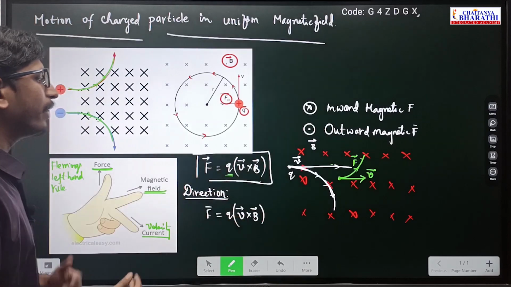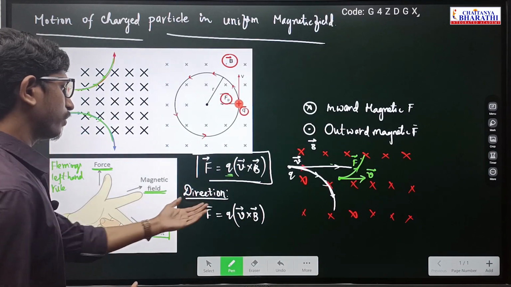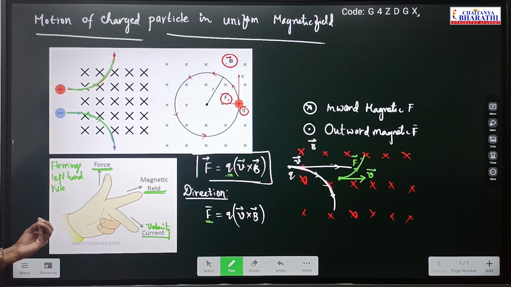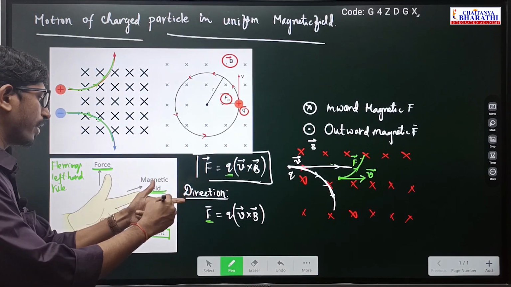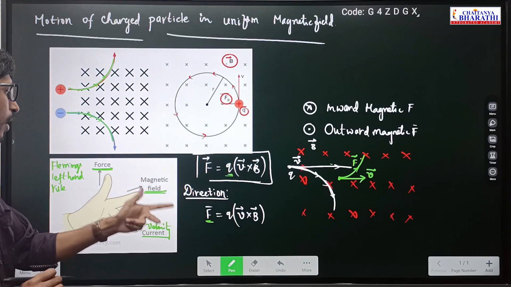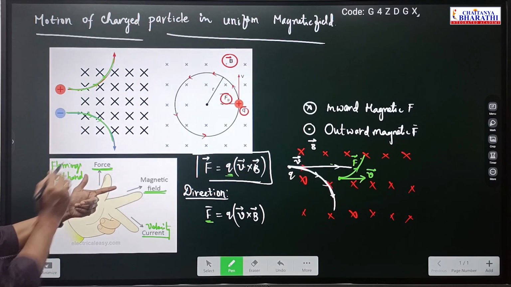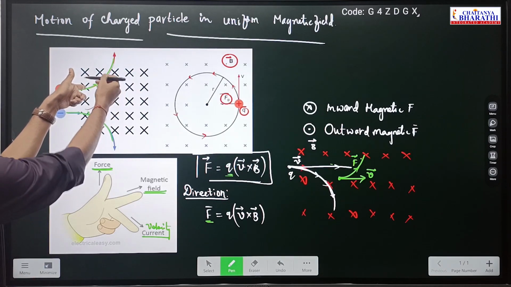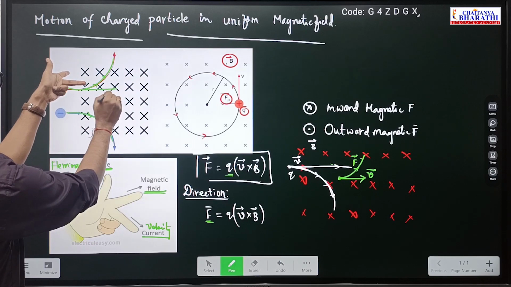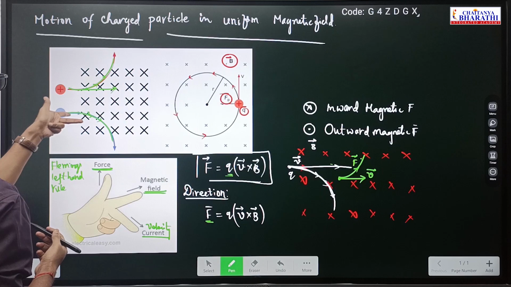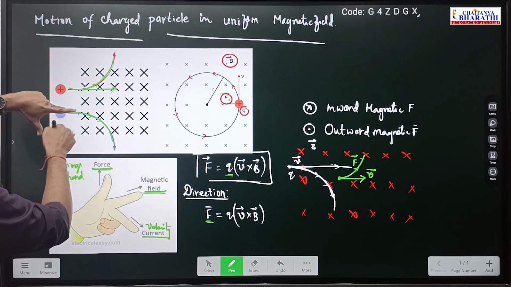So to determine the direction of this force vector, it's simple. We just need to apply Fleming's left hand rule, where you keep your forefinger in the direction of magnetic field and middle finger in the direction of velocity of the particle, and automatically the thumb gives you the direction of the force. Here you can also check: for a positive charge, your magnetic field is in this direction, your velocity is in this direction, so the thumb gives you the upward force direction. If it is negative, it will give you the opposite direction.